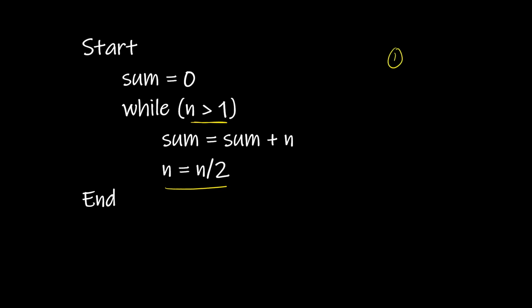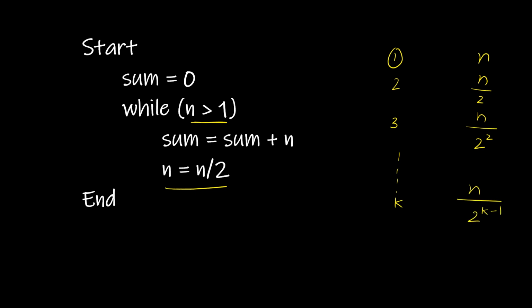For the first time, our value is n. For the second time, our value gets halved. Now it's n by 2. For the third time, again our value gets halved and now it is n by 2 square. Similarly, for the kth time, our value will be n by 2 to the power k minus 1.